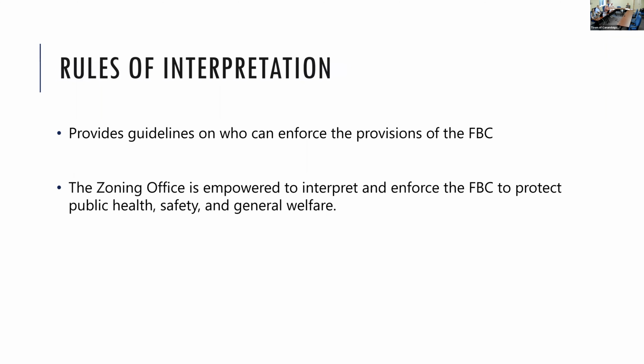Rules of interpretation just provides guidelines on who can enforce the provisions of the form-based code. The town zoning officer is ultimately empowered to interpret and enforce the form-based code, and obviously the planning board, the zoning board, and the town board also have a role in that.